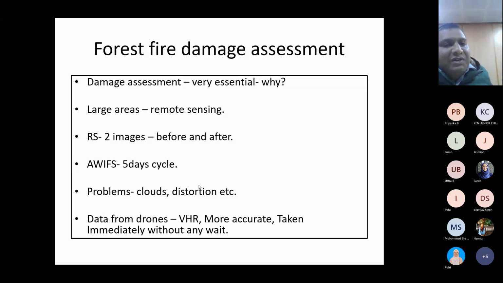If we have an image before the fire, immediately after the fire we can fly the drone and compare both the images, and a very good report can be made. Similar things have been attempted in India. So this is how they have done it.